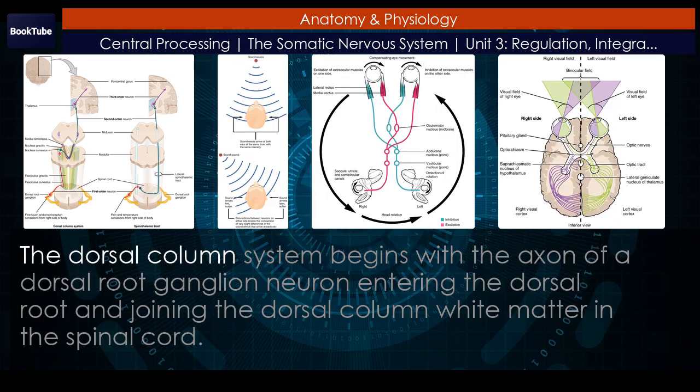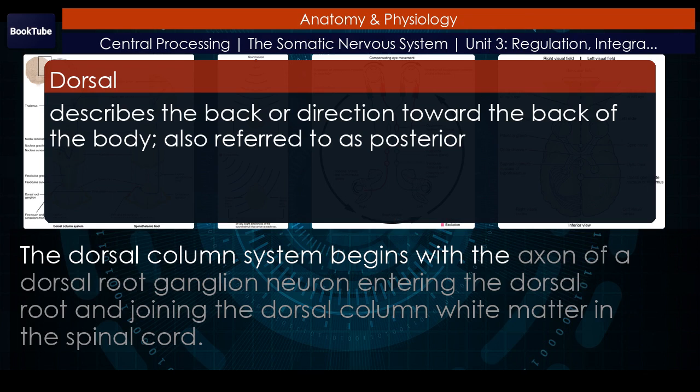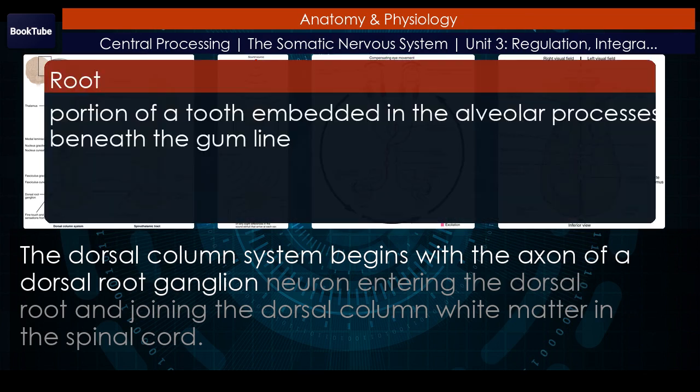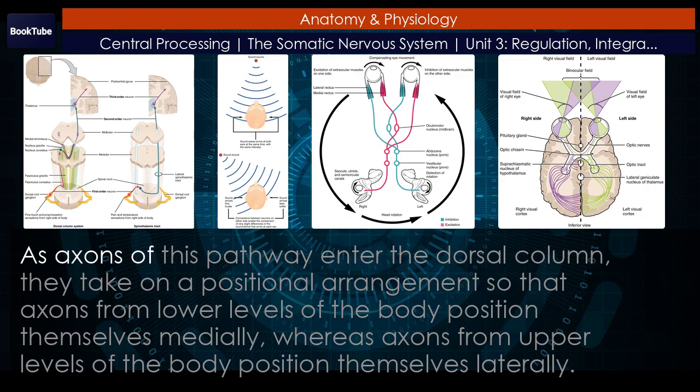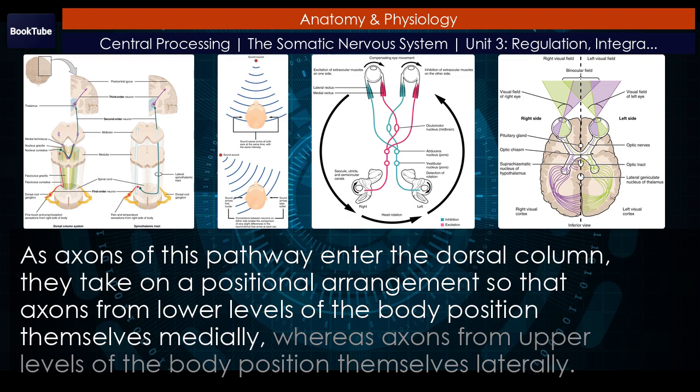The dorsal column system begins with the axon of a dorsal root ganglion neuron entering the dorsal root and joining the dorsal column white matter in the spinal cord. As axons of this pathway enter the dorsal column, they take on a positional arrangement so that axons from lower levels of the body position themselves medially, whereas axons from upper levels of the body position themselves laterally.